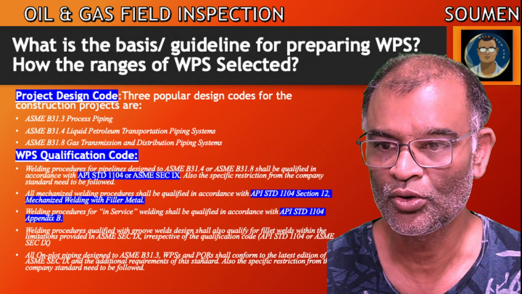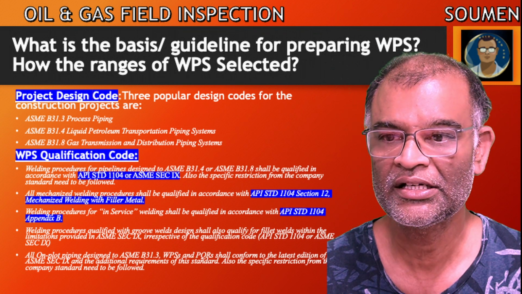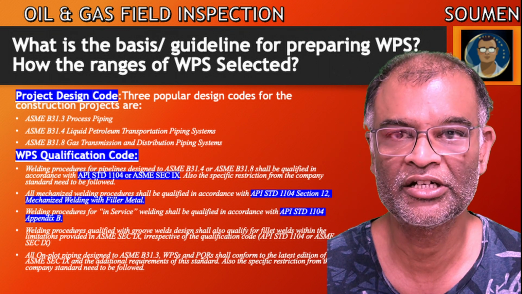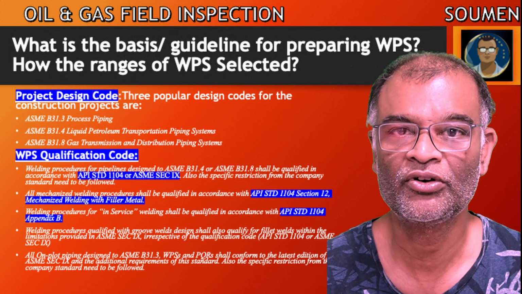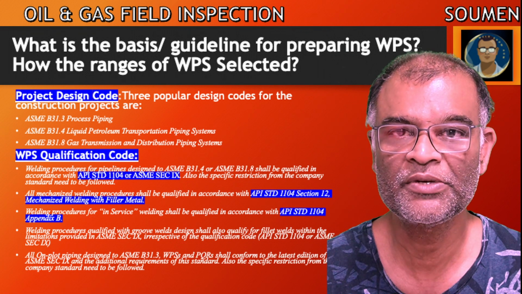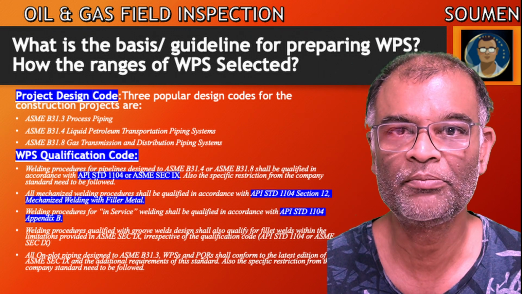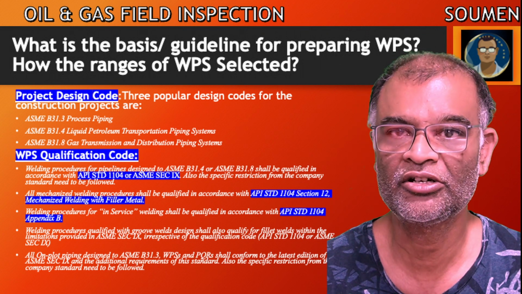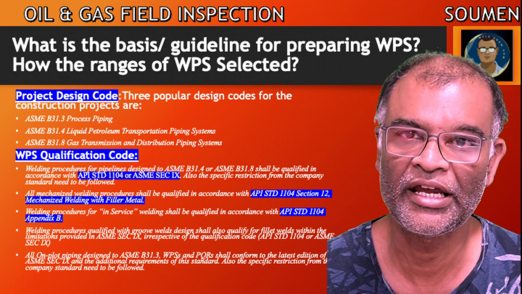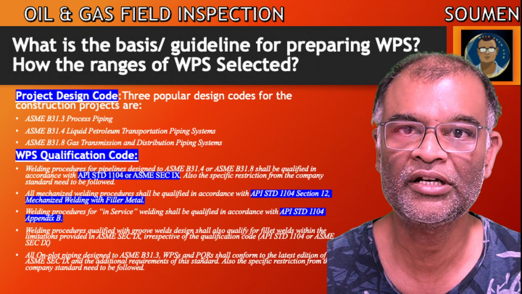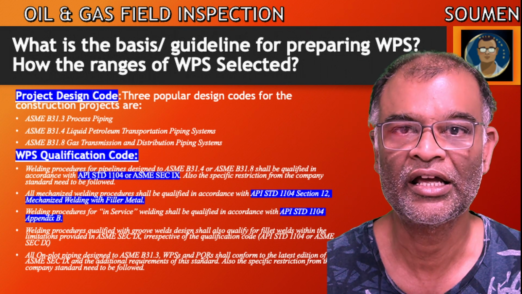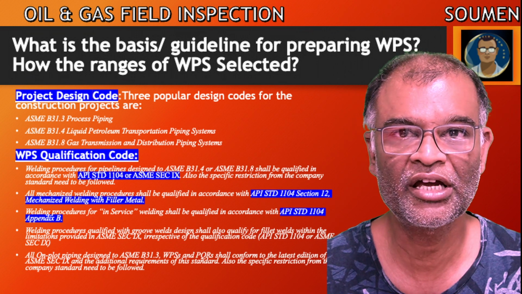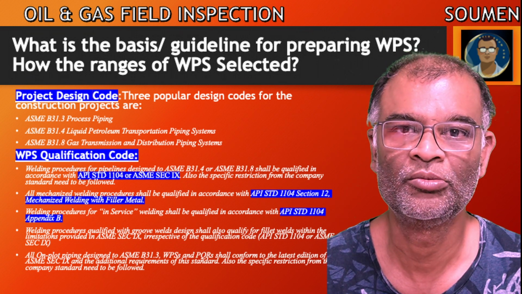Three popular design codes for the construction projects are ASME B31.3, which is process piping, ASME B31.4, which is pipeline for liquid transportation, and ASME B31.8, which is pipeline for gas transportation. So B31.3, B31.4 and B31.8, all these three popular international design codes have one thing in common, which is they are referring ASME section 9 to qualify any WPS.